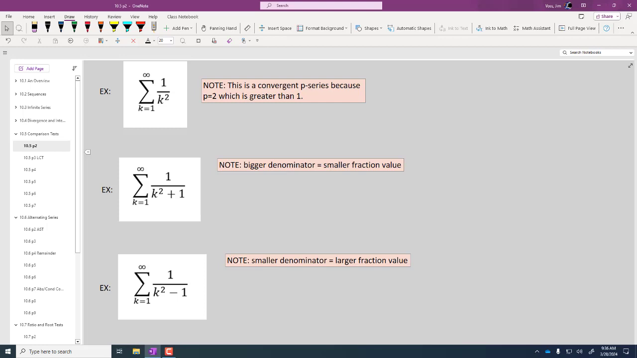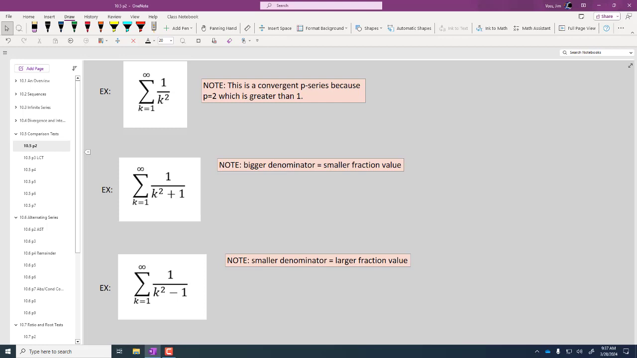But then you go to this one, and the denominator is smaller than the k squared because we subtracted off one, which means the fraction values here are bigger than the fraction values there. We cannot use the direct comparison test in that case. We can't use the direct comparison to show that a greater series converges. Right? We have to have smaller than converging.